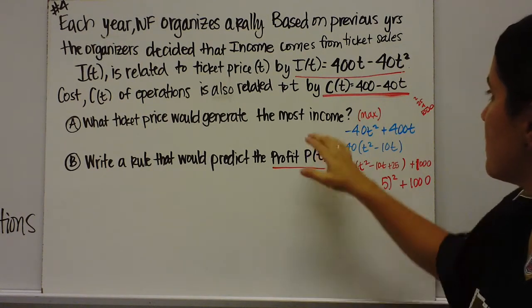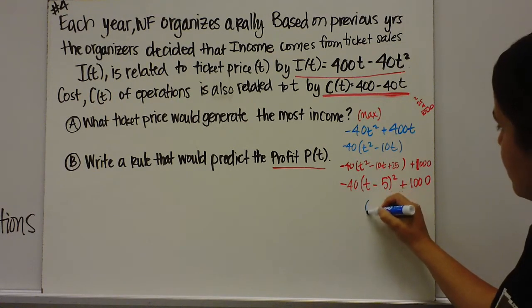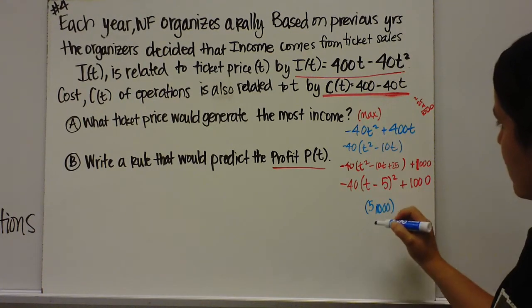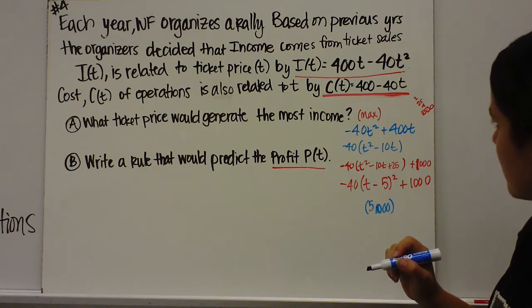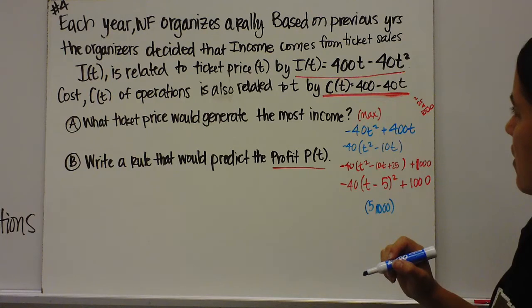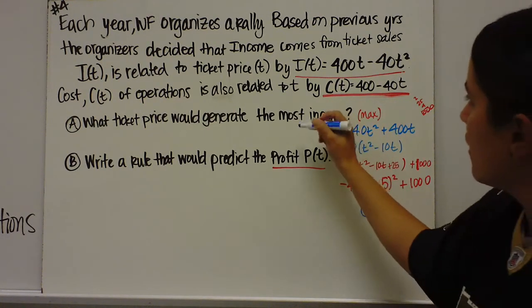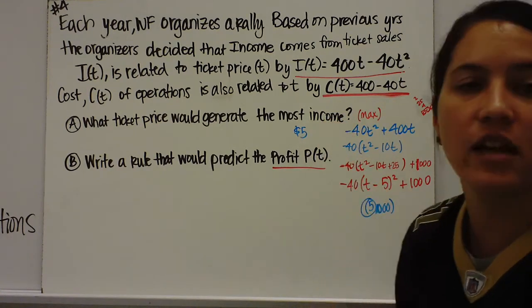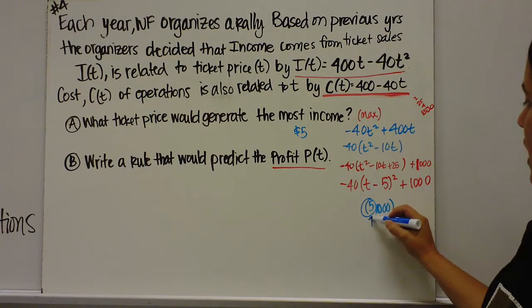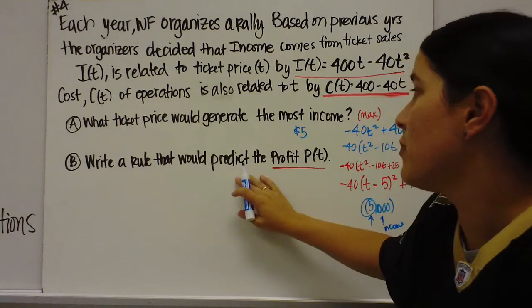All of that to say, in vertex form, to do the maximum, my vertex would have 1,000 as its maximum. Which means, what's my question? What ticket price would generate the most income? So a $5 ticket price would generate the maximum, and this would be your income. So write a rule that predicts the profit.